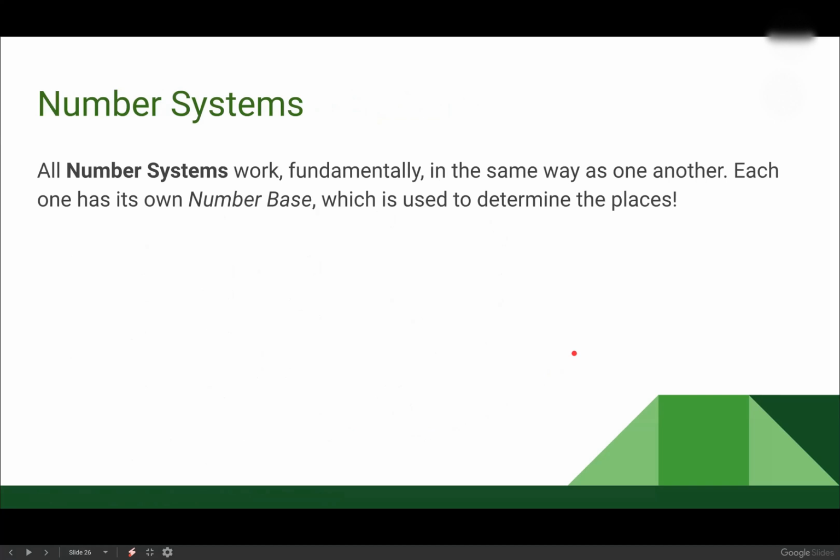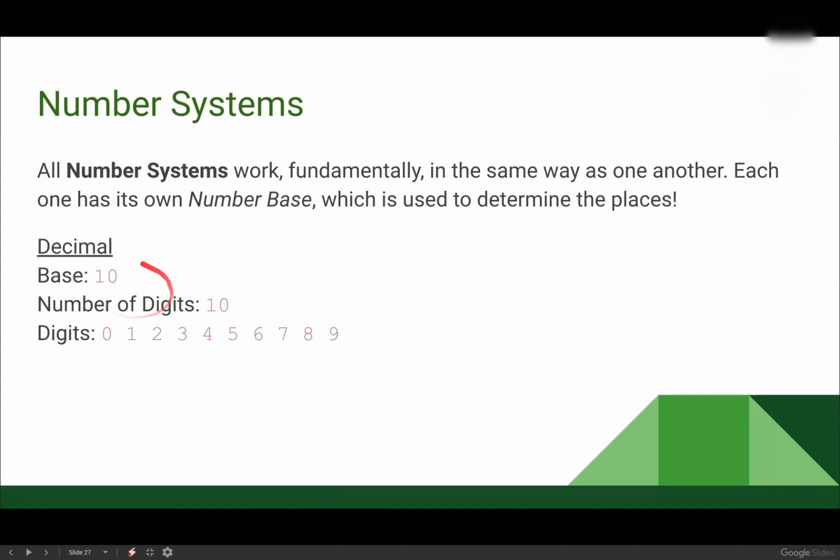So every single number system is going to fundamentally work the same as every other number system. Each one has its own base, which is used to determine the places within a number in that system. So with decimal, our base is 10, and we have 10 digits. In binary, that's base 2. We have 2 digits. Notice that our base and our number of digits are the same as each other.